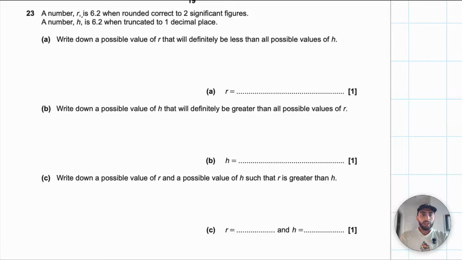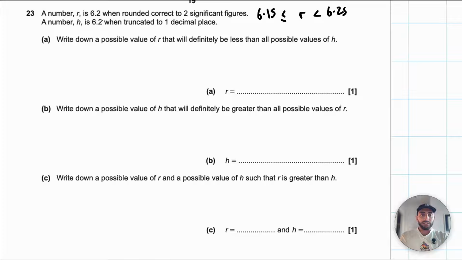Question 22. A number r is 6.2 when rounded to two significant figures. Let's just write the error interval for this. So r, because it's to two significant figures, we're rounding to the nearest tenth. So the smallest possible number it could be would be 6.15, so 6.15 is smaller than or equal to r, which is smaller than 6.25. A number h is 6.2 when truncated to one decimal place.